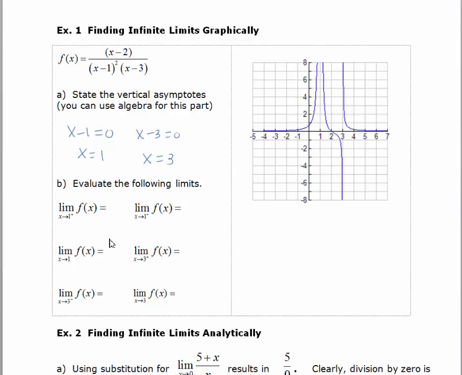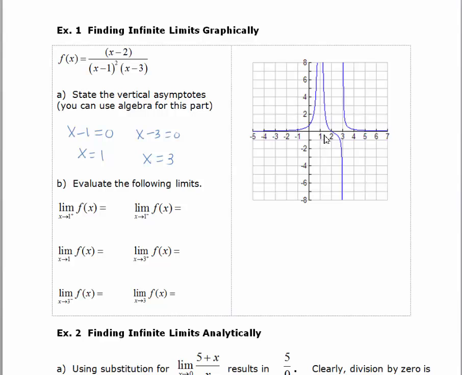Now we're going to evaluate the following limits. And we can use the graph to evaluate these. And then later we'll talk about how you evaluate infinite limits algebraically if you didn't have a graph in front of you, or if you didn't want to actually draw the graph. So we'll start with the first one in part B, the limit as x approaches 1 from the right of f of x.